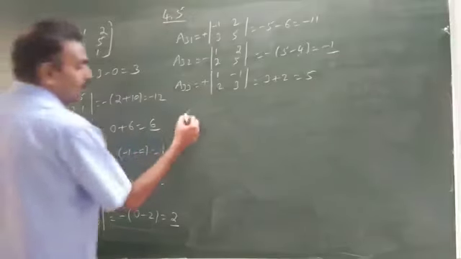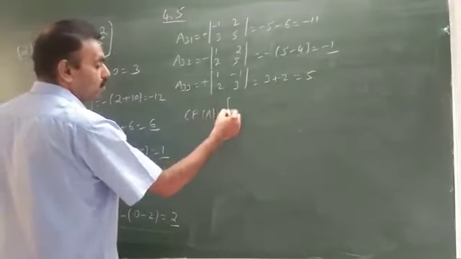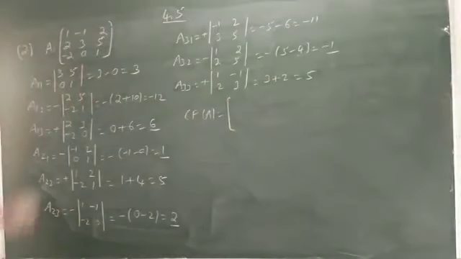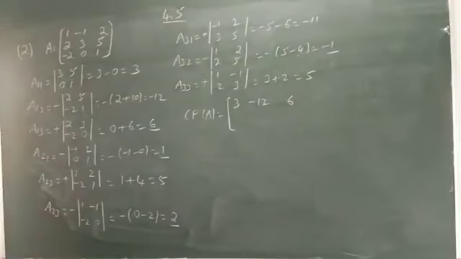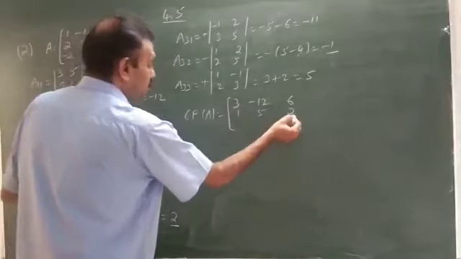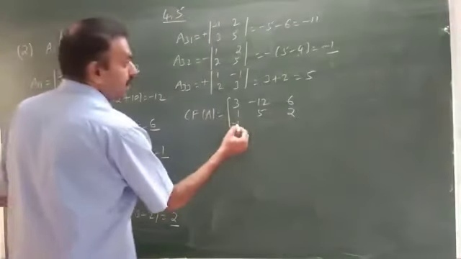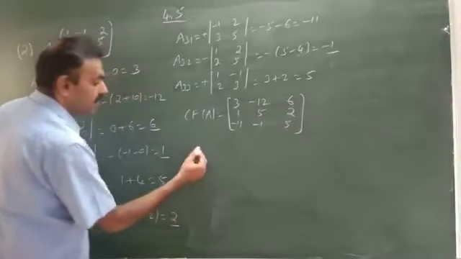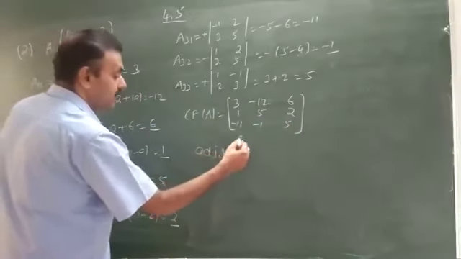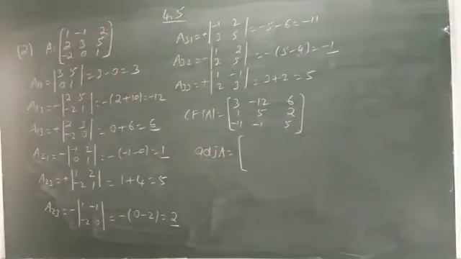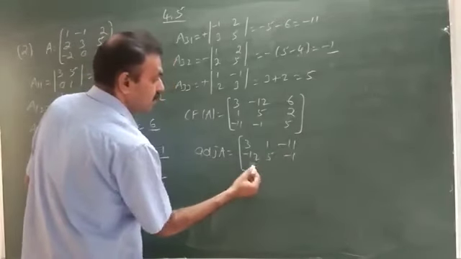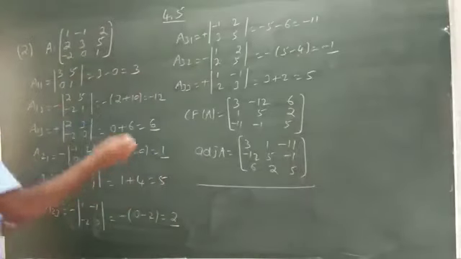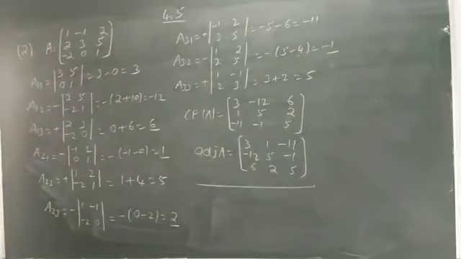So, I take cofactor of matrix A. What is cofactor? Write it in order. So, 3 minus 12, 6, 1, 5, 2, the third row minus 11, minus 1, 5. You want adjoint of the matrix A. This is got by taking the transpose of the matrix of cofactors, which is 3, 1, minus 11, minus 12, 5, minus 1, 6, 2 and 5. This is the adjoint of the matrix. So you have understood how to find out the adjoint.